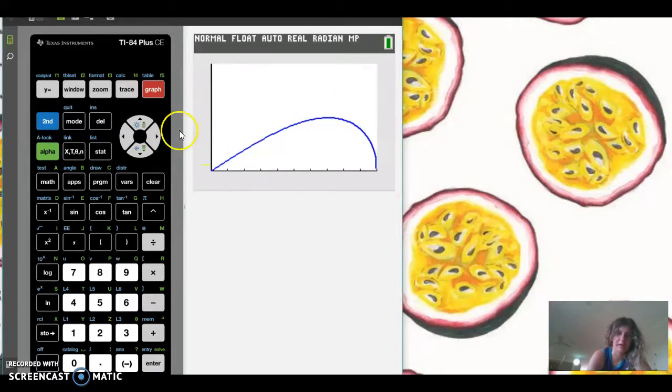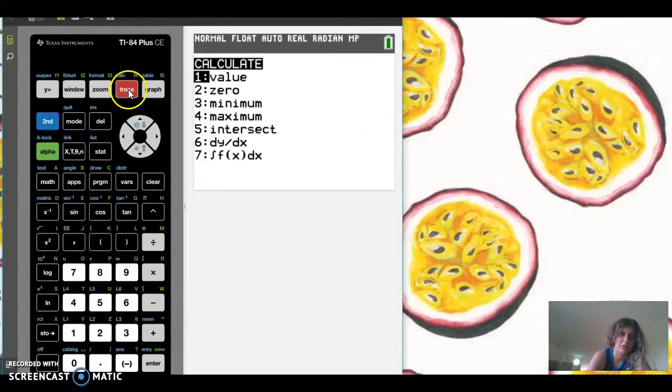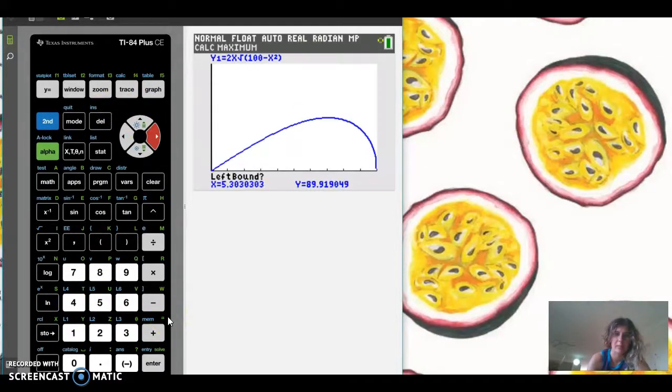Now, we could find our maximum point by going second, trace, and using the maximum function, which is number 4. And we're going to click on the left side of the maximum. We then want to put it on the right side of the maximum, and then put it back in the middle. And that'll give us a maximum value. So when x is 7.07, y is equal to 100. Okay, that's our maximum. But we can also look at where the derivative is equal to 0.